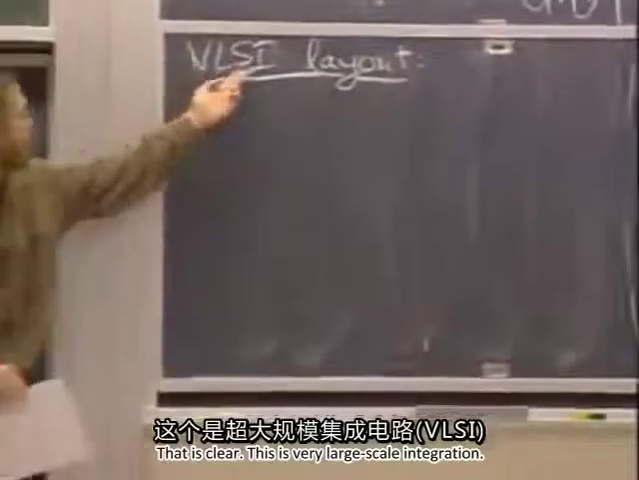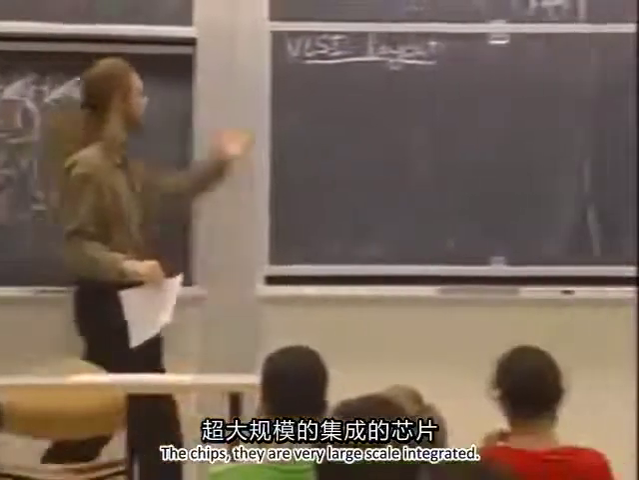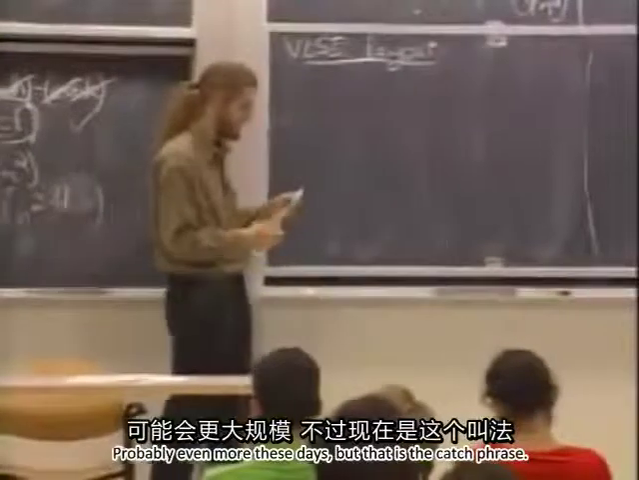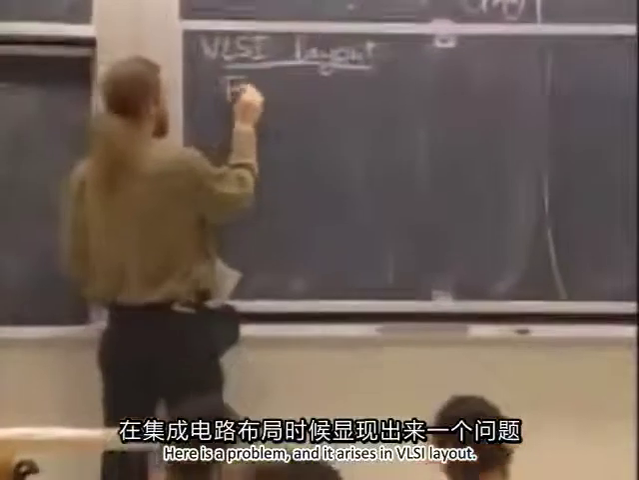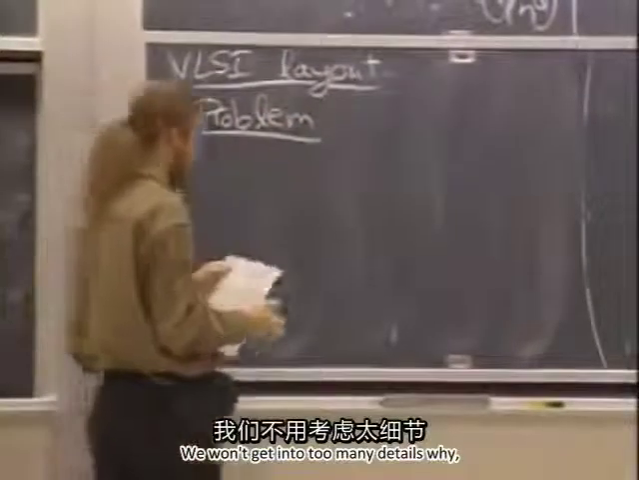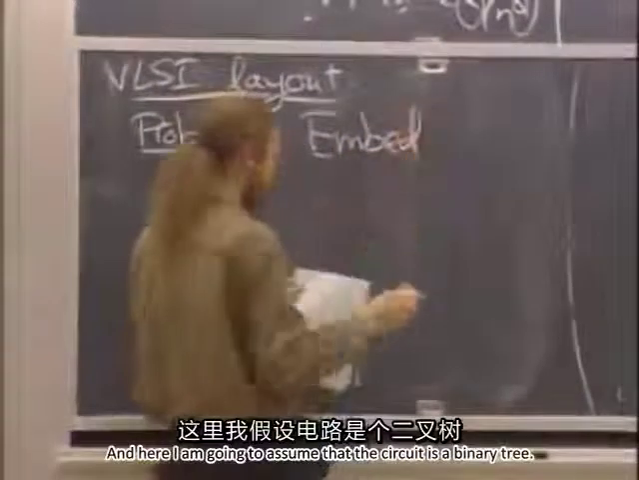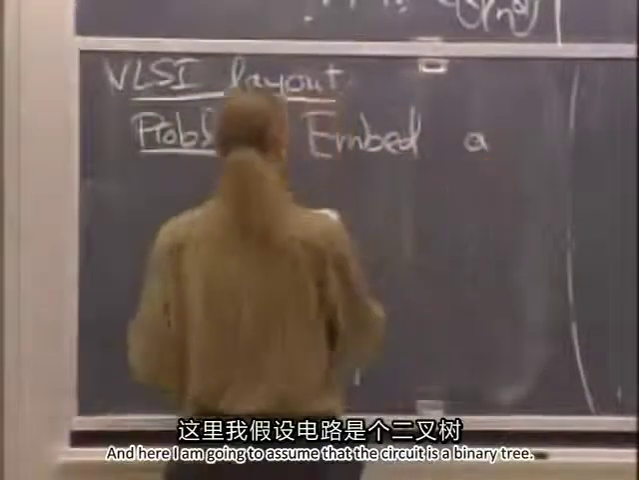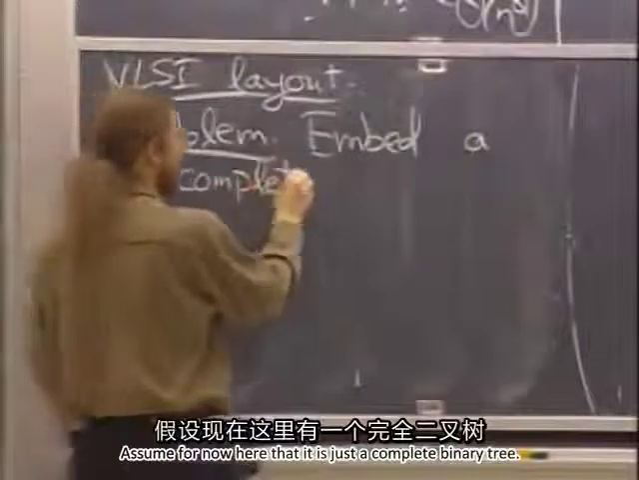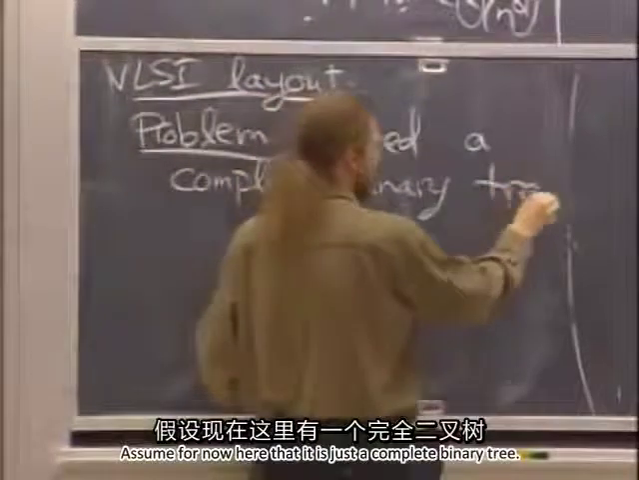This is very large-scale integration. The chips are very large-scale integrated. Probably even more these days, but that's the catchphrase. So here's a problem, and it arises in VLSI layout. I won't get into too many details why, but you have some circuit, and here I'm going to assume that the circuit is a binary tree. This is just part of a circuit. Assume for now there's just a complete binary tree.